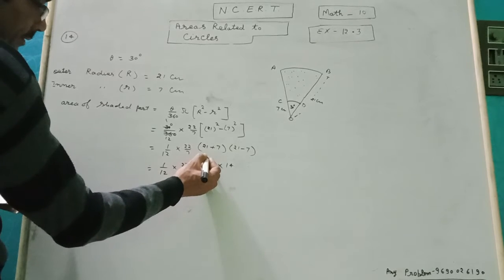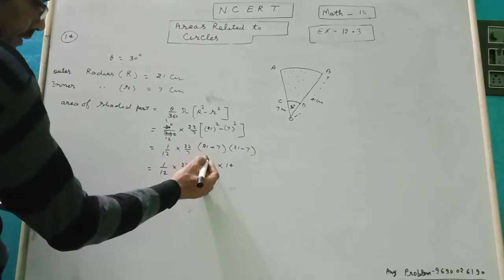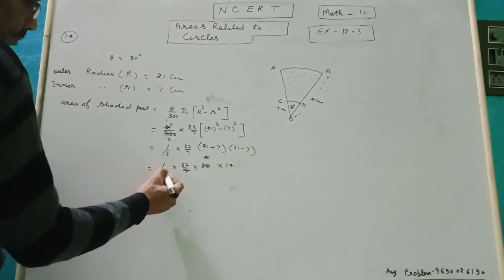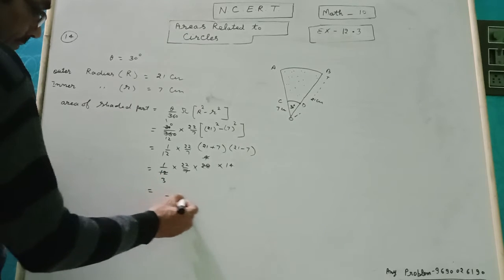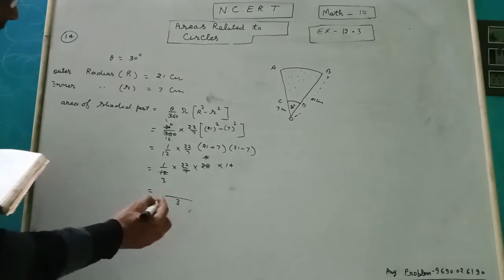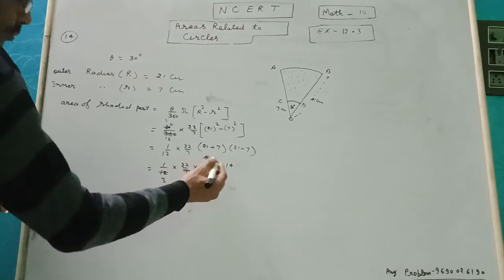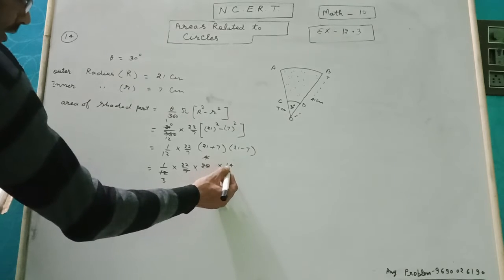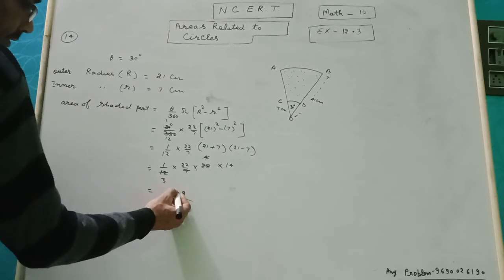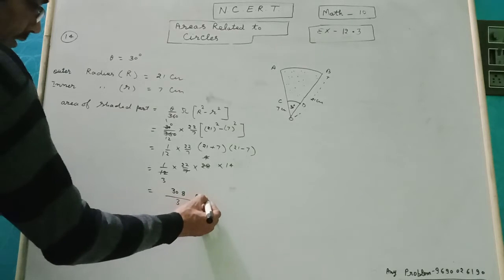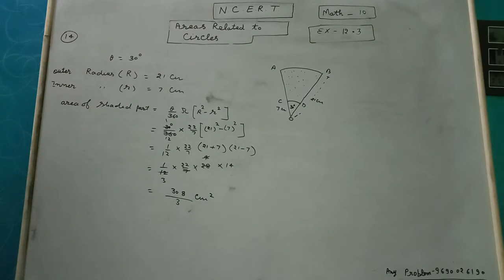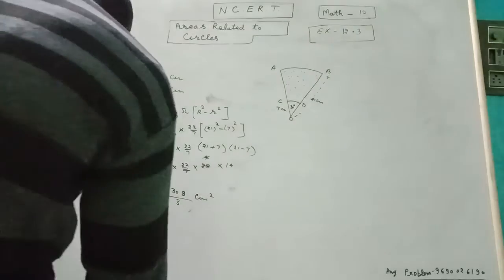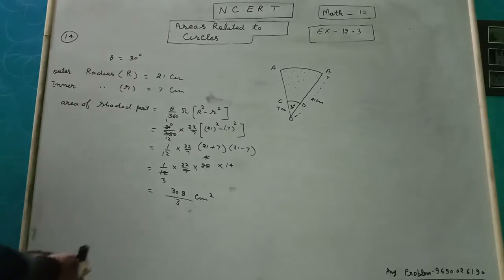7 4s are 28, 7 2s are 14, and 22 into 14 upon 3... the answer is 102.7 cm square, which is the area of the shaded part or region. Question number 14 is complete.